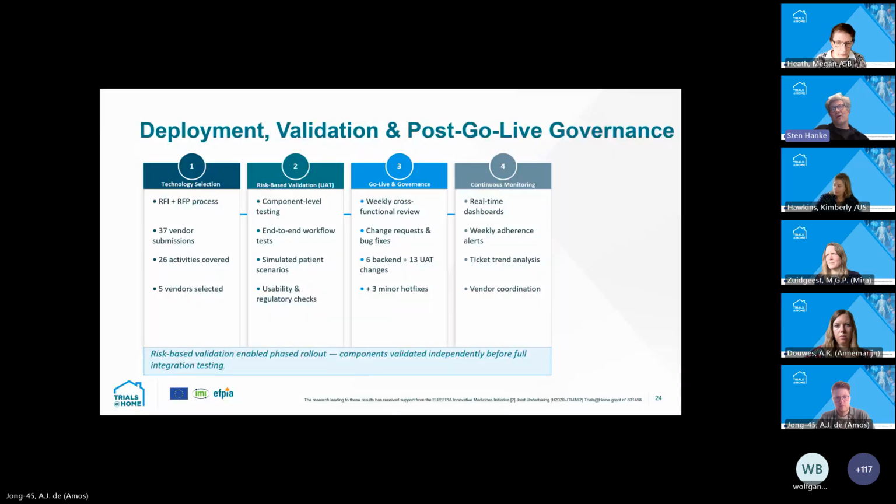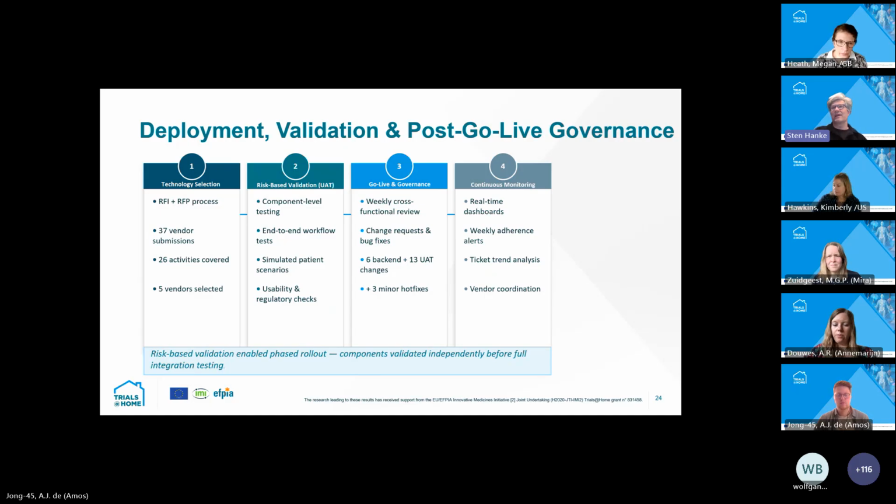We did, to our best knowledge, UAT, where we tested different components and also end-to-end workflows. But like I said, some parts we probably missed. I presented them in the slides earlier. What was quite successful also during the trial was quite a close governance, where on a weekly basis we checked issues, bug fixes, and hot fixes and other issues, and could also relatively fast react to them.